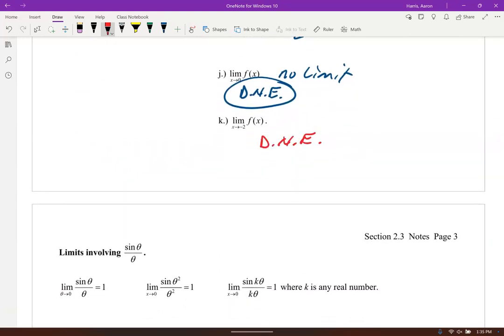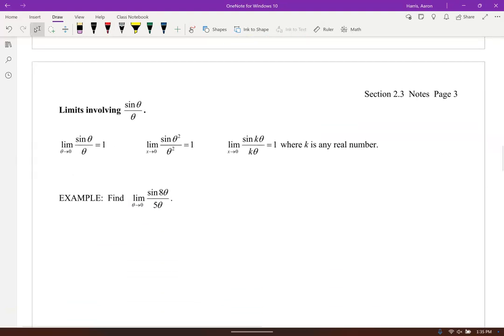All right, let's do some special case scenarios. Limits involving sine of theta over theta. Want to make a note of that. The limit as theta goes to 0 of sine theta over theta equals 1, and there are some alternative forms of that same thing.